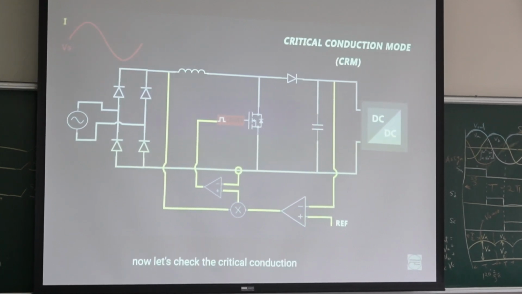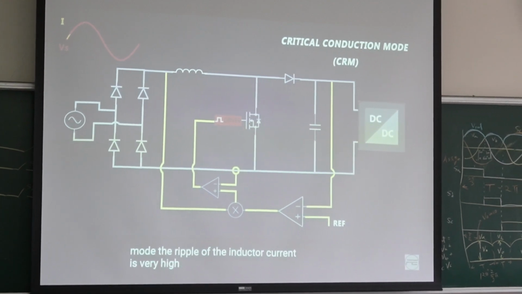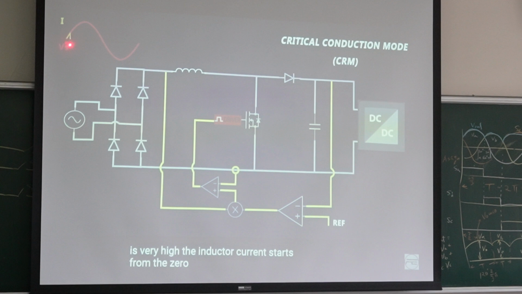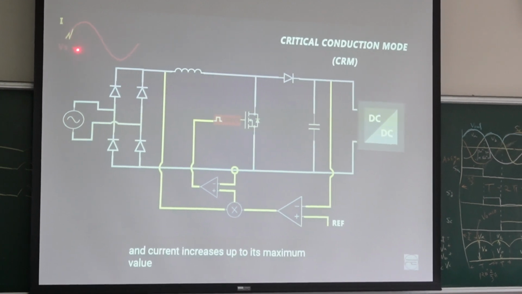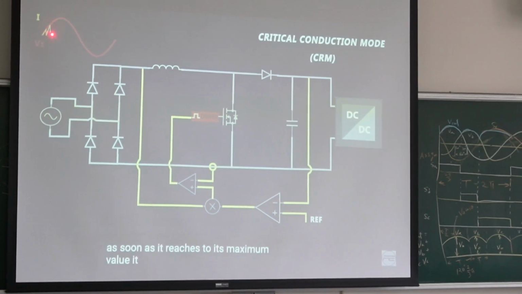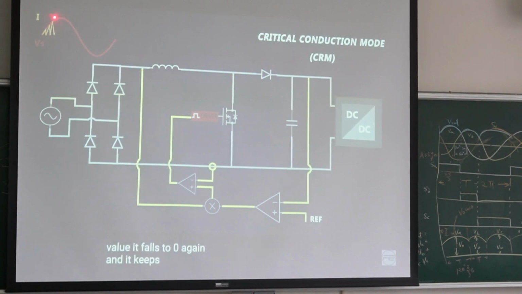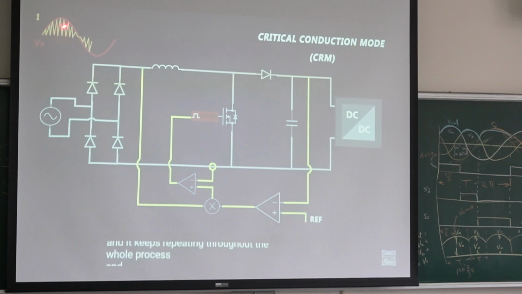And then the ripple of the inductor current in the critical conduction mode is very high. The inductor current starts from zero like this, and the current increases up to its maximum. It is not continuous, it is discontinuous. As soon as it reaches its maximum value, it falls back to zero again. Then it goes to the voltage and then to zero. This is the process.